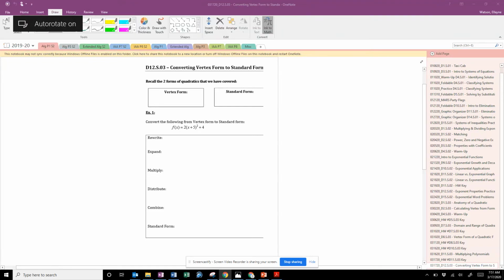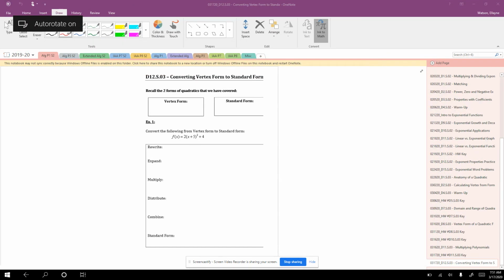Today we are going to use what we learned about multiplying binomials to convert from vertex form to standard form. So to this point we've learned two different forms of quadratic functions. The first we learned was standard form, the second was vertex form. We're going to take what we learned in the previous lesson of multiplying binomials to be able to convert a quadratic from vertex form to standard form. So let's recall the different forms.